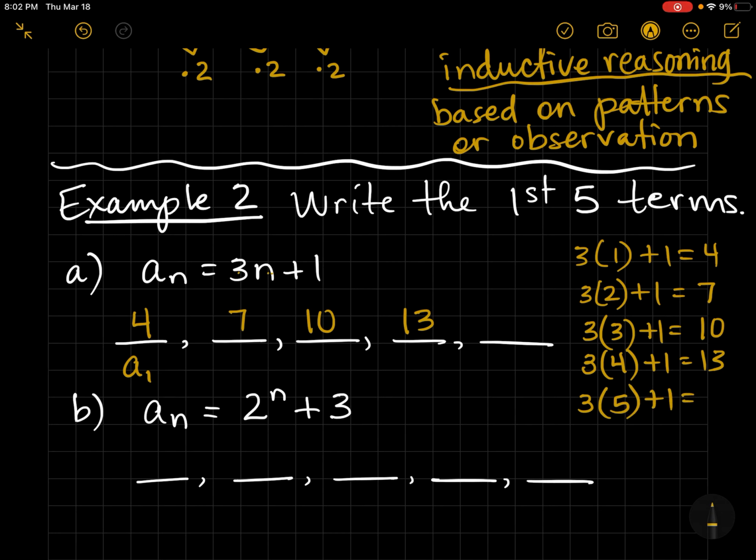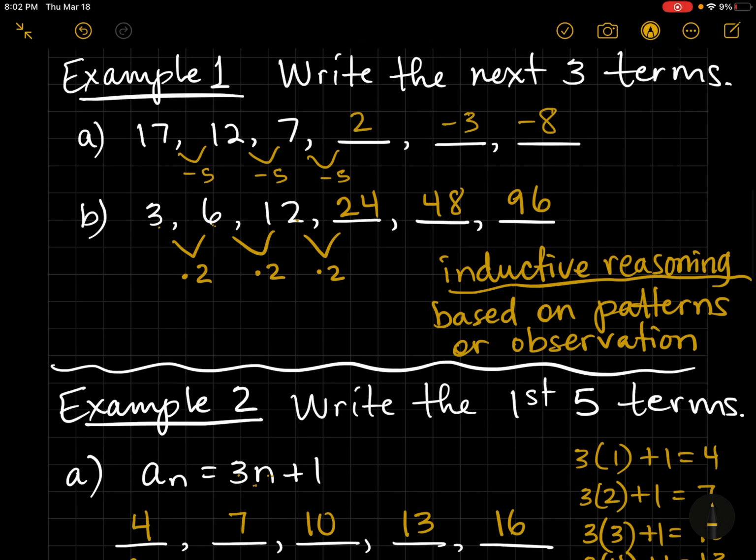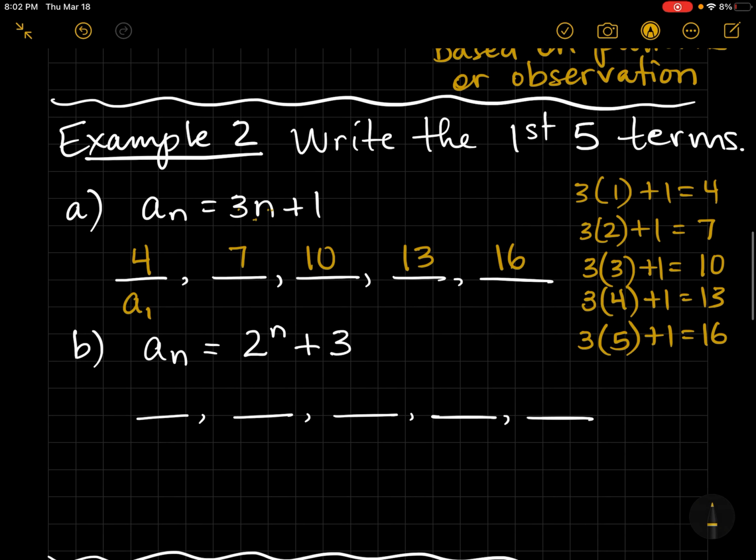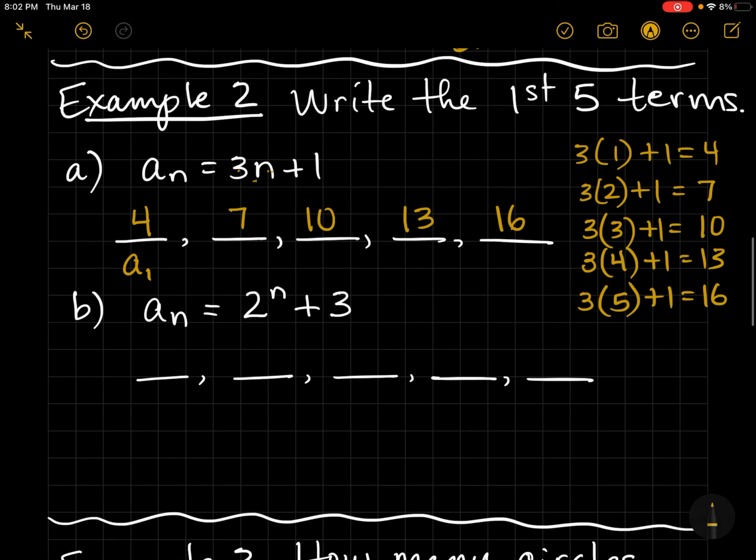And the good thing about having a formula is that I can ask you what's the 100th term, and you don't have to list them all out. You can just plug in 100 and see that it will be 301. Whereas when you're doing a pattern like in example 1, you would have to list them all out. So there's benefits to having a formula.